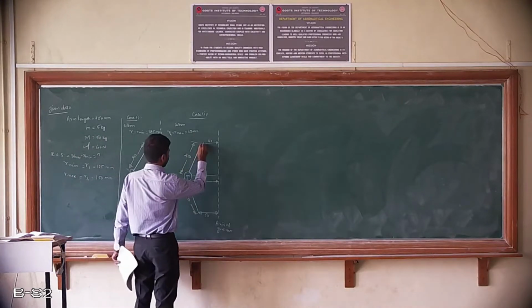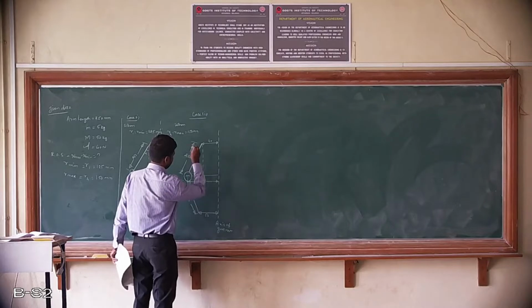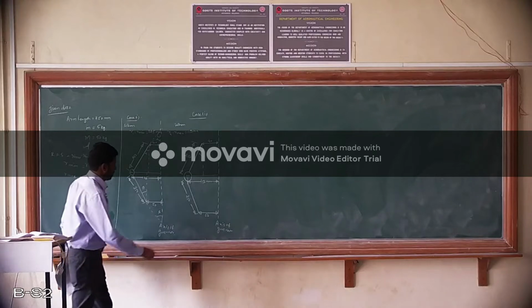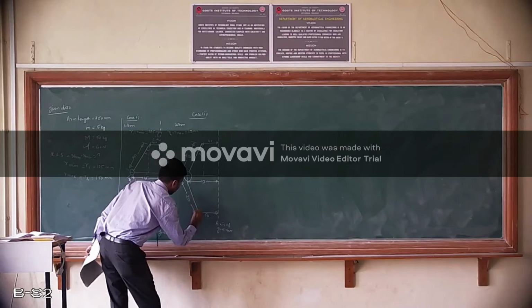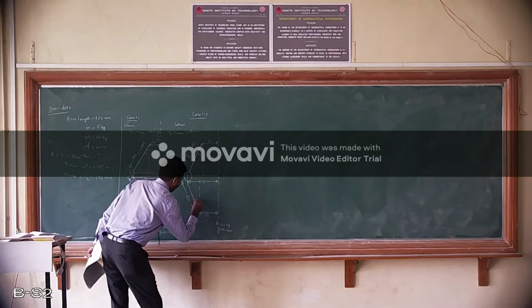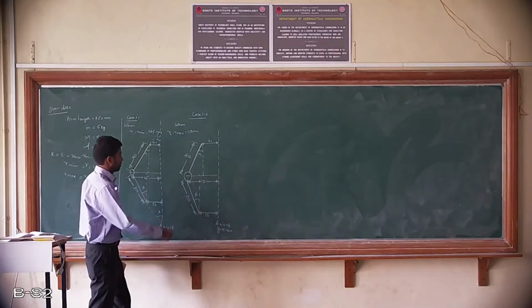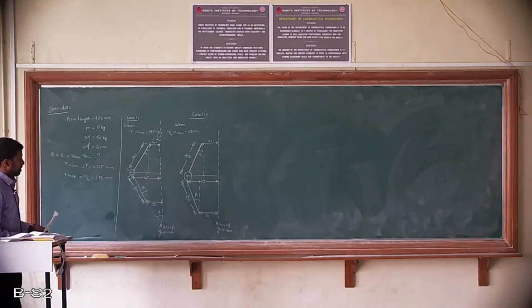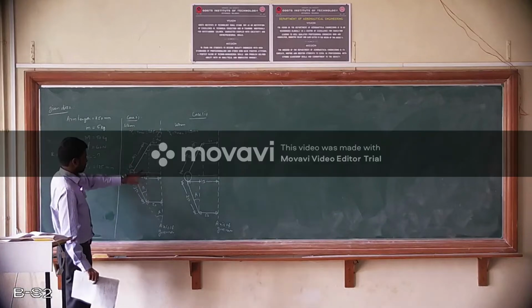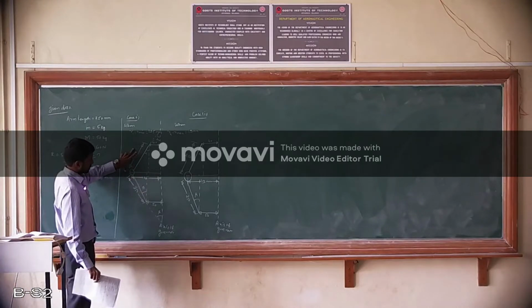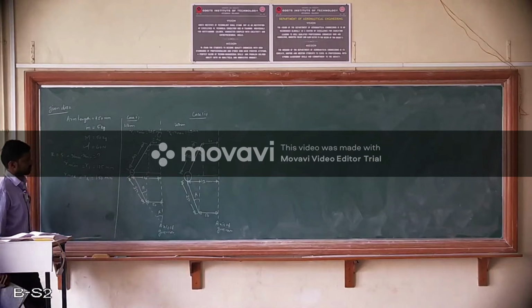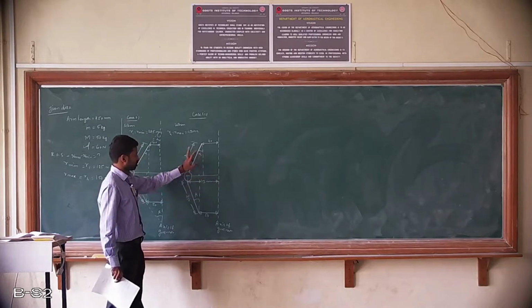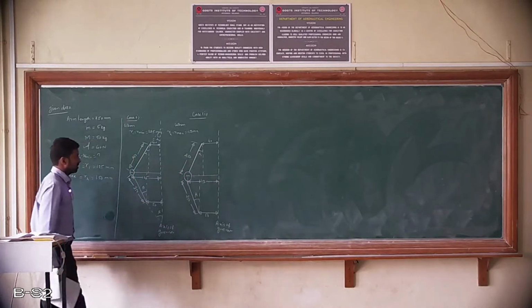I will draw one dotted line here to make it a triangle, so that it will be helpful while going for the calculation, and I will call this angle beta. This angle is alpha and this angle is beta. So construction is done for both the cases. When the radius is minimum, that is 125 mm, I have constructed the configuration of the governor. When the radius is maximum, that is 150 mm, I have also constructed the configuration of the governor.